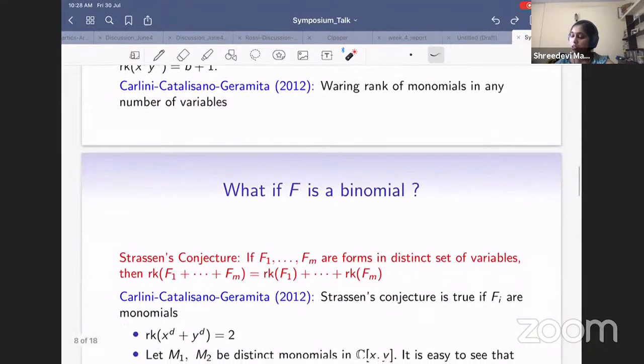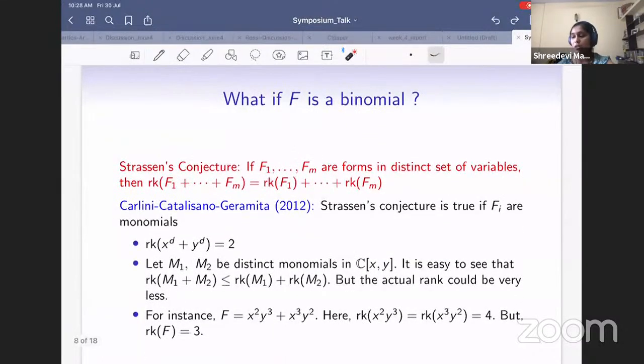So what is our work? Our work is on binary binomial forms. Before stating my result, let me just recall that even if you know the Waring rank of monomials, it is not easy to compute the Waring rank of binomials. For example, we have this conjecture by Strassen, which says the following: if you have m forms in distinct sets of variables, then the Waring rank of the polynomial f1 plus f2 plus up to fm is equal to the sum of the Waring ranks of each fi. So this is the conjecture which is still open, and recently Carlini, Catalisano, and Geramita proved this conjecture in the case where the fi are monomials.